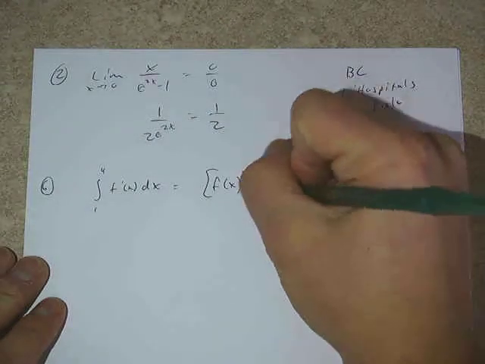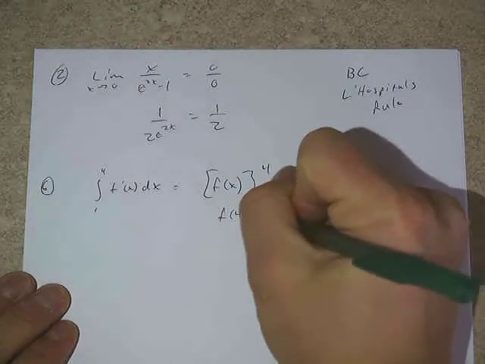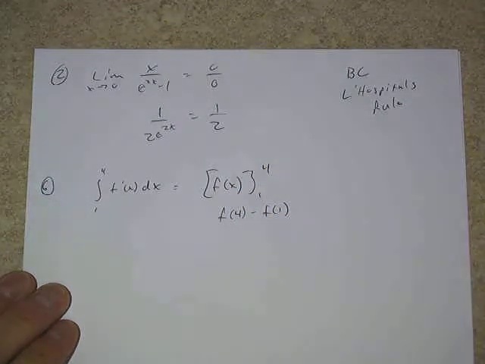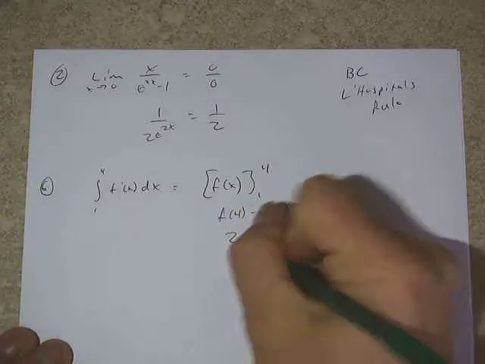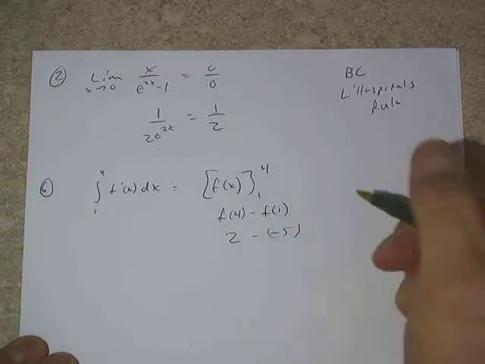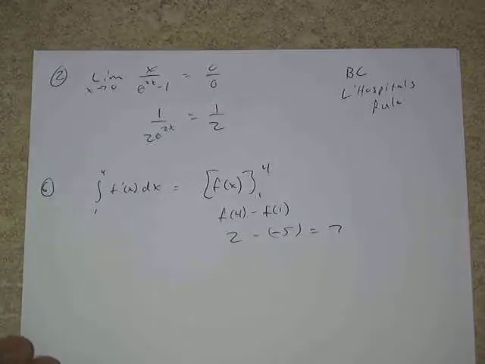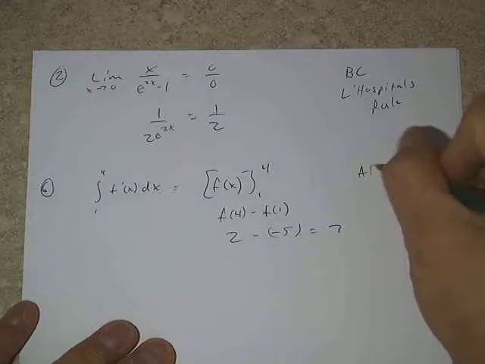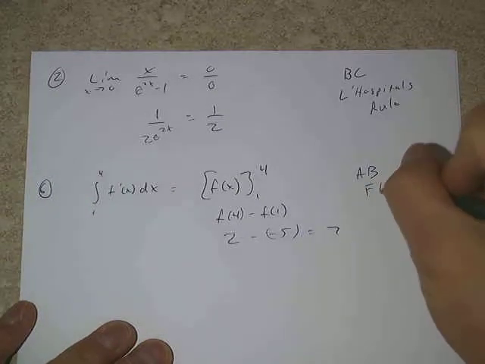And so if we evaluated that on 1 to 4, we do f of 4 minus f of 1. F of 4, according to the table, is what? 2. And f of 1 is negative 5. Means we get 7. So ultimately that'd be an AB problem. The fundamental theorem of calculus.